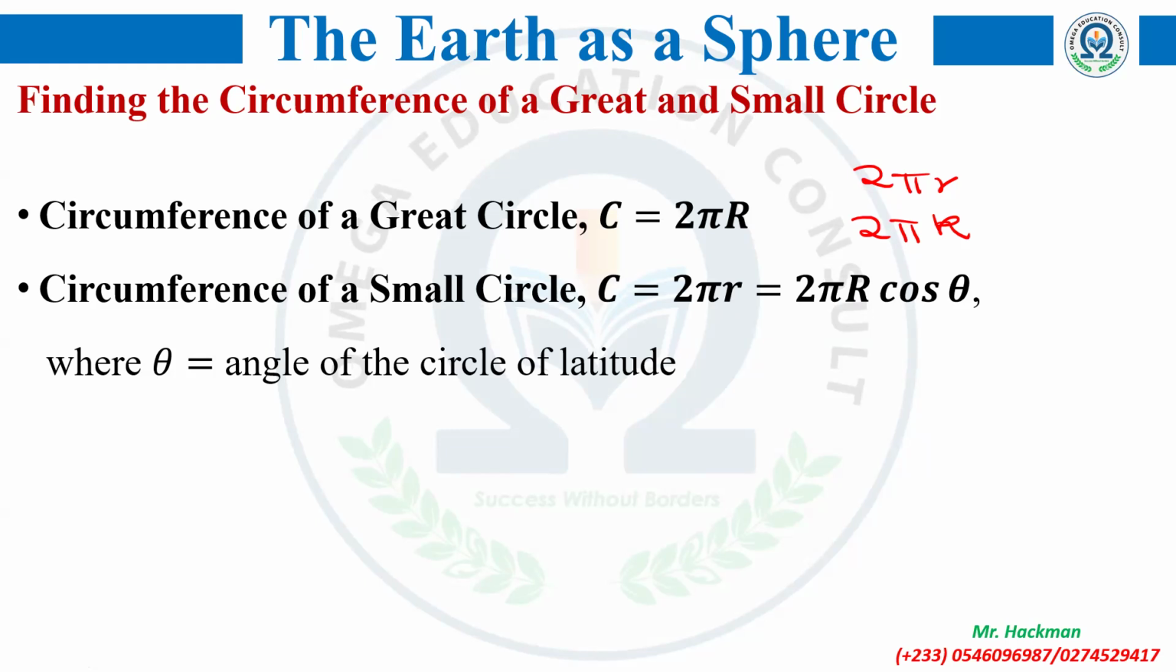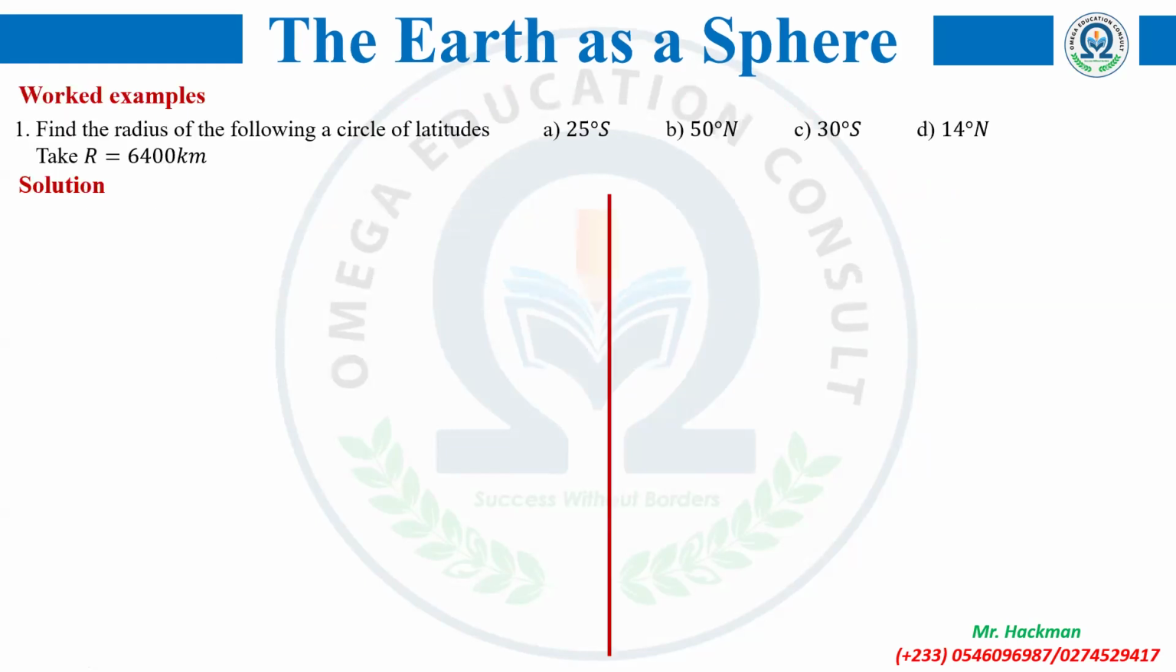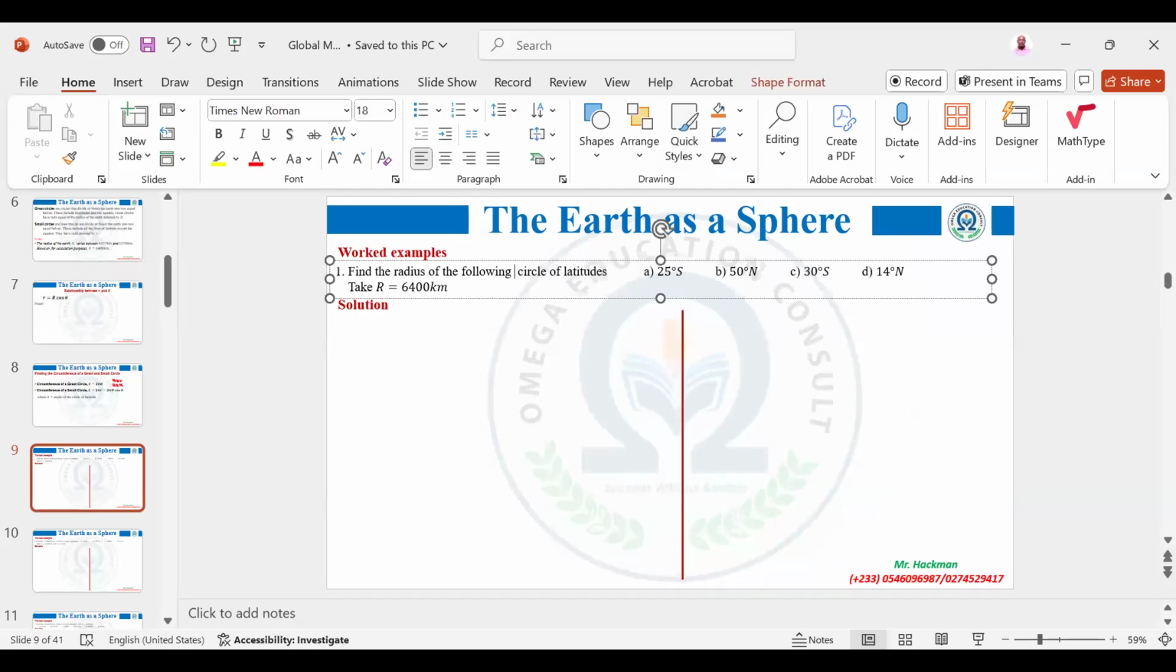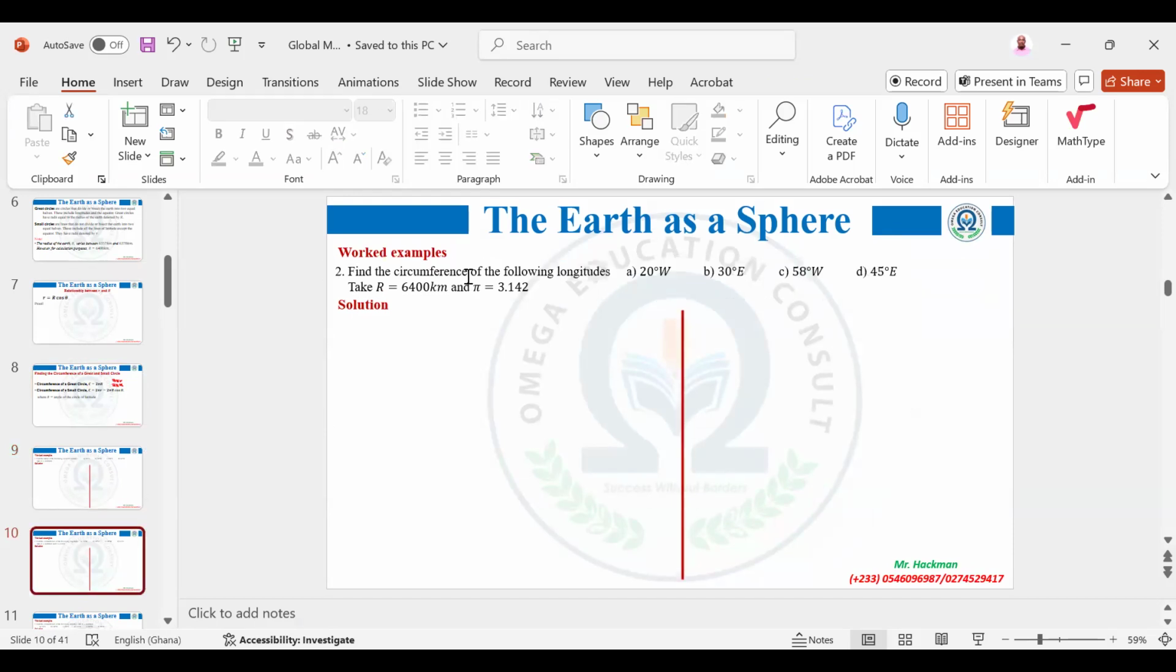Yes, sir. Okay, quickly, now let's look at how to deal with the following. We are asked to find the radius of the following circles of latitude. Let me quickly do the editing. Supposed to be of the following circle of latitudes. Okay, I think that's okay. I can go back to my presentation view.